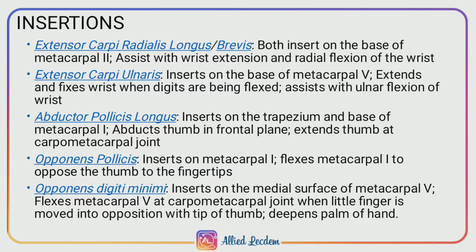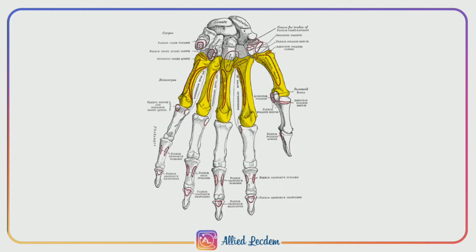The next are opponens pollicis and opponens digiti minimi, which insert on metacarpal 1 and on the medial surface of metacarpal 5 respectively. The function is to flex metacarpal 1 to oppose the thumb to the fingertip, whereas opponens digiti minimi helps when the little finger is moved into opposition with the tip of the thumb and deepens the palm of the hand. So, in this diagram, we could see some important muscles which are inserted: extensor carpi radialis, extensor carpi ulnaris, abductor pollicis longus, opponens pollicis, and opponens digiti minimi.